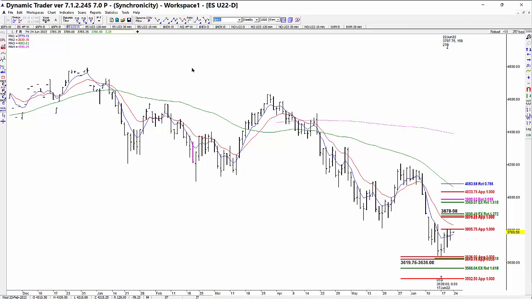You don't use 100% on the retracement. No, I don't. I only use either 236, 382, 50%, 618, 786. Those are the retracements.